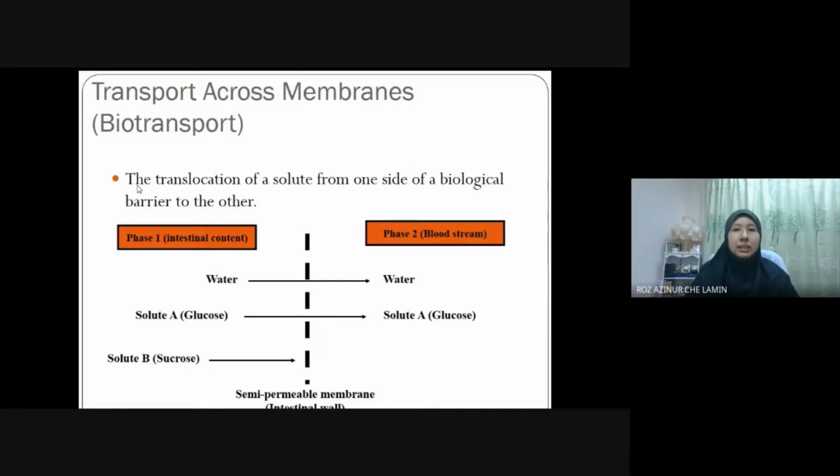This is an example of biotransport. Here, the translocation of the solute from one side of a biological barrier to another. For example, from phase 1 in the intestinal content to phase 2 in the bloodstream, water and glucose can be transported from the intestinal area to the bloodstream.